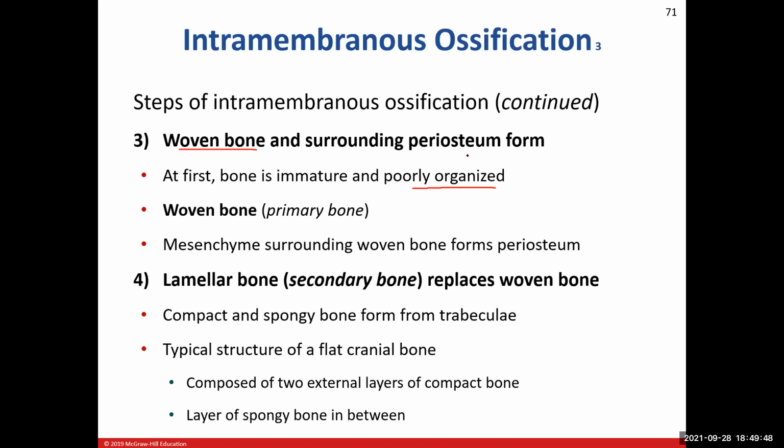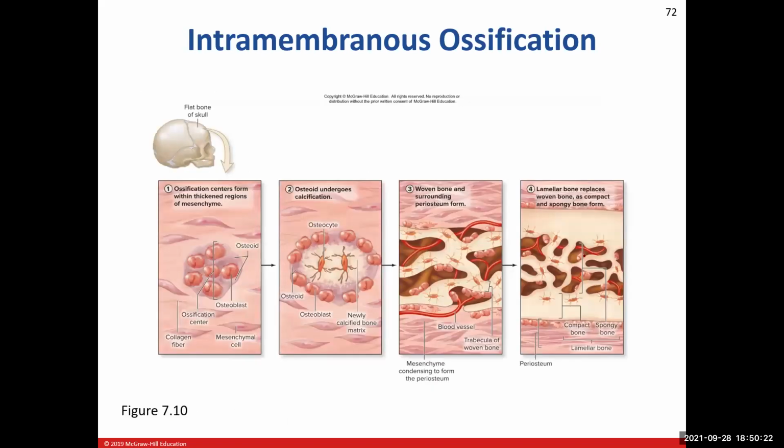So the woven bone is that initial bone that forms, right? Poorly organized. It's just our beginning model. All right, so what we'll see during this time as this woven bone is starting to form, then we're going to see the periosteum. You know what that is. That's the covering to our bone. So the mesenchyme on the periphery, or on the outside of this bone tissue, is going to start to form the periosteum. So that's what happens in step 3.